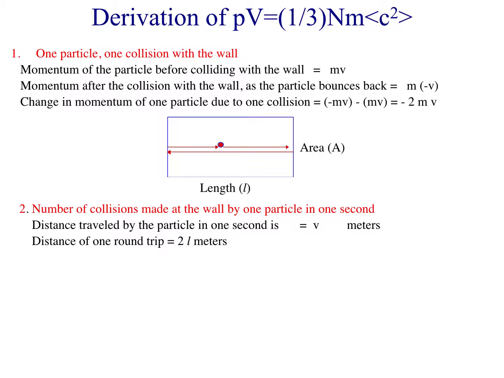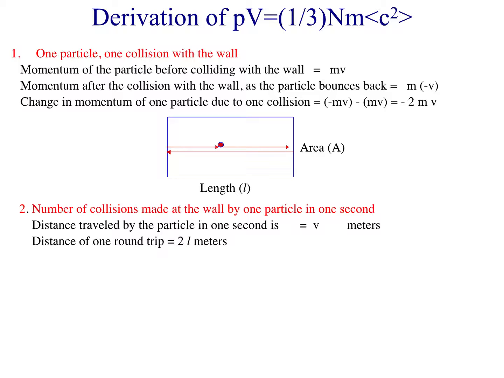So distance traveled by the particle in 1 second is equal to v meters, because that's its velocity. It's going to travel v meters in 1 second. However, the distance of one round trip is 2 times L meters, because L is the length, so it has to travel the entire length and come back to its original position, as shown by the 3 arrows above. So if you sum the distance of all the 3 arrows above, that will be equal to 2L. So in 1 second, the particle is traveling v meters, and we have a round trip distance of 2L meters.